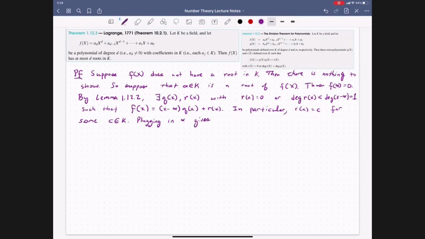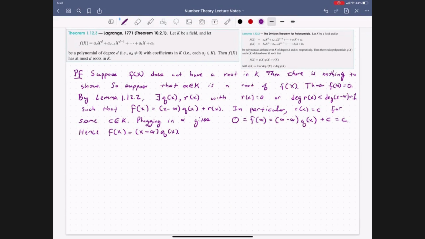So this gives 0, which is f of alpha, since that's a root. And then we're going to have alpha minus alpha, which is 0, times q of x, plus r of x, which is the constant c. And so we have that c is equal to 0. And so therefore, f of x is equal to x minus alpha times q of x. So this gives us our first part of what we want. Now we have that x minus alpha is a factor of f of x.